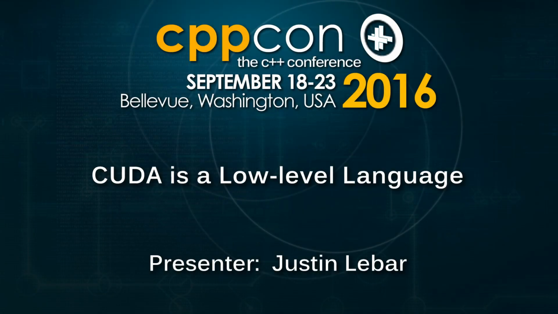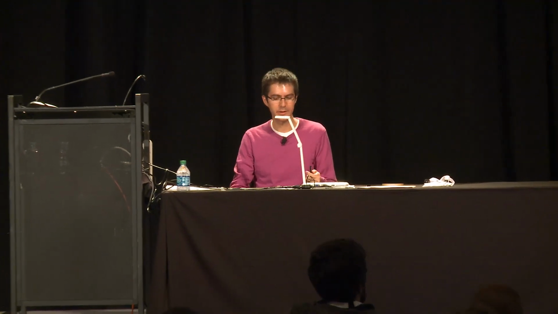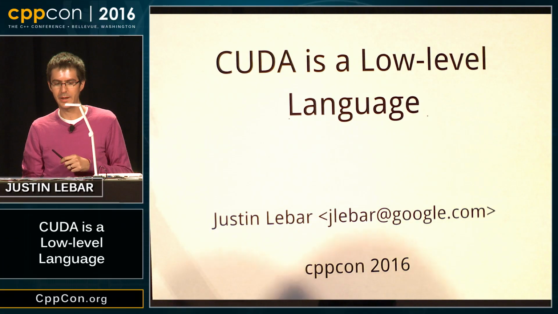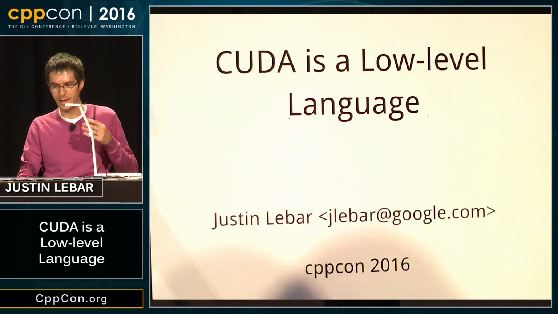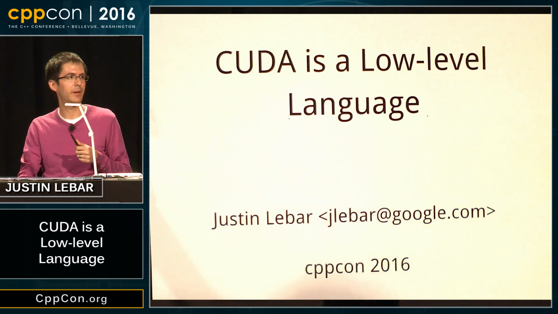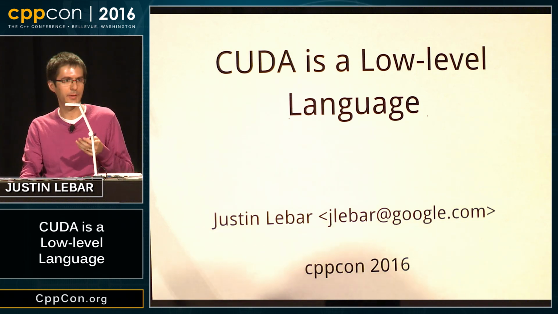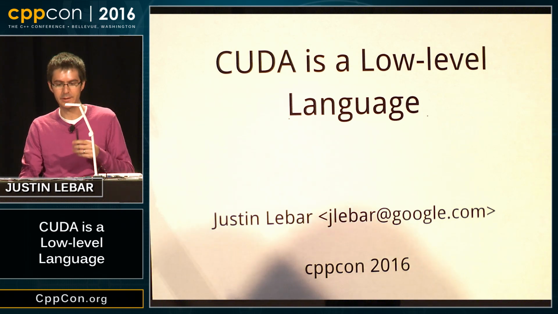My name's Justin Labar. I'm from Google, and I work on CUDA compilers. So that's what we're going to talk about today. I have a thesis for this talk. CUDA is a low-level language. And to prove this to you, what I want to do is show you some CUDA code and argue that if you want to write at least this particular algorithm, but probably a lot of algorithms that you care about, on a GPU, you're going to want to write them in a low-level language. And CUDA is a low-level language.